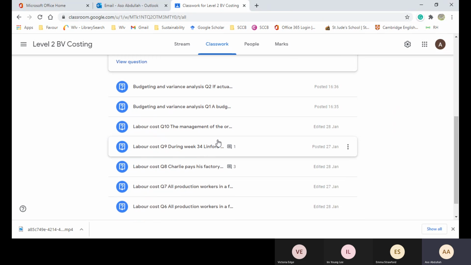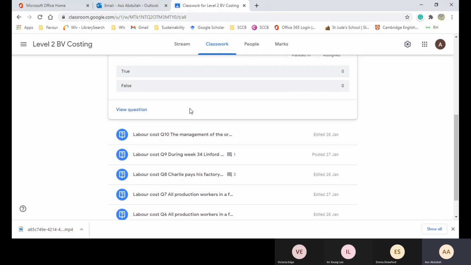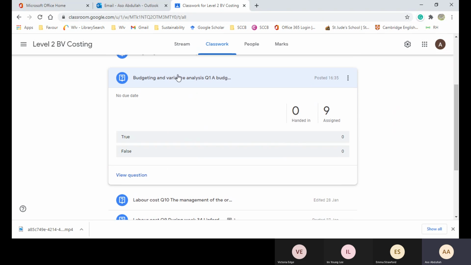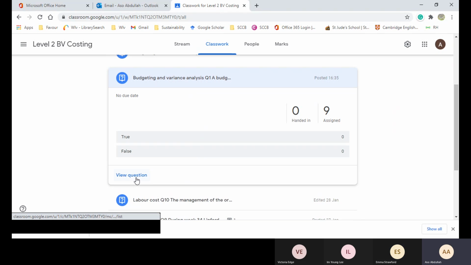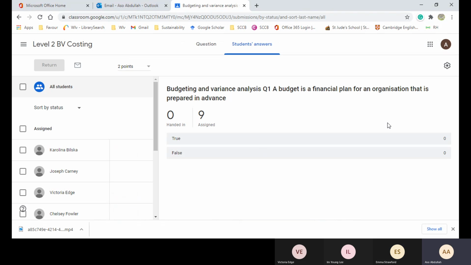First of all, let's look at question number 1, which I posted on 1635, relating to budgeting and variance analysis. What do you think of question number 1? Are you able to see my screen, please? I would like you to select your answer for this question. What is your answer?